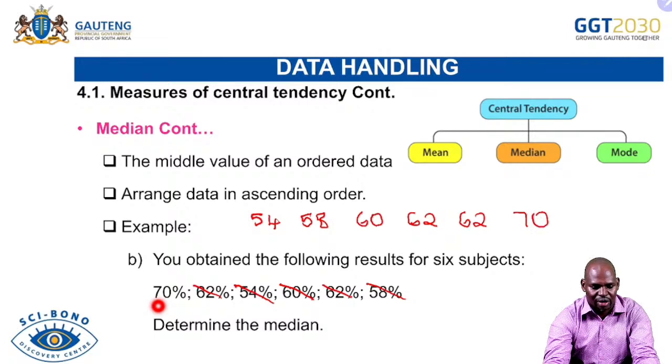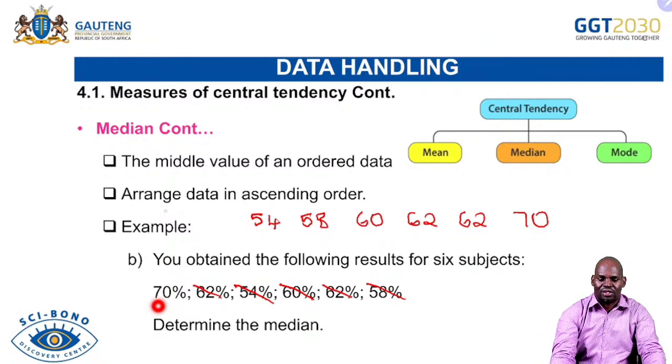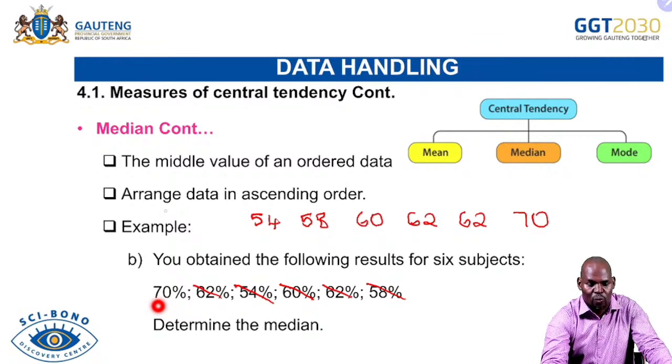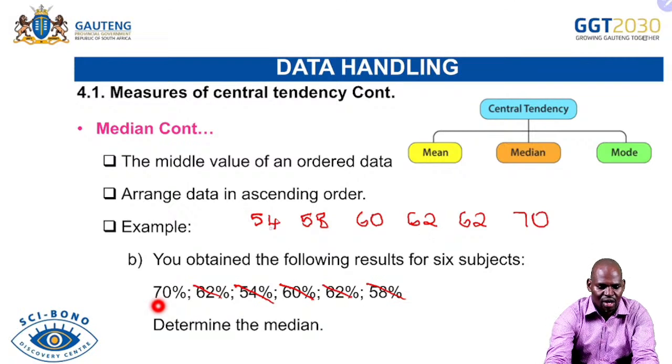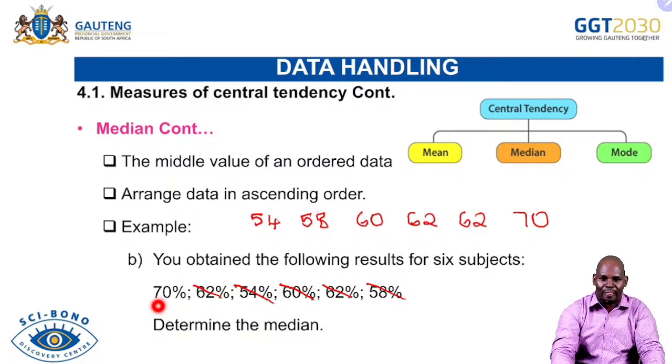Okay, we need to check. Originally we had 6 numbers. We check 1, 2, 3, 4, 5, 6. Our numbers are still 6. So the median is the middlemost number of the arranged data. So in the 6 subjects, we've got 54, 70, 58, 62. Now we need to check.